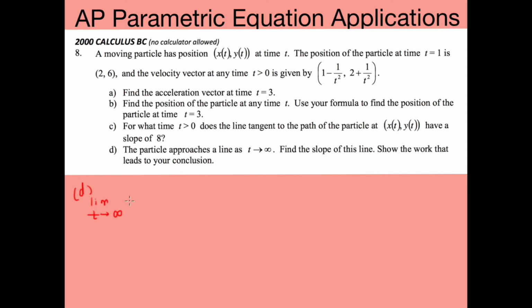Now we take the limit as t approaches infinity of dy over dx, and 1 over infinity gives us 0, so we get 2 over 1, and that equals 2. So the slope of the line is equal to 2.